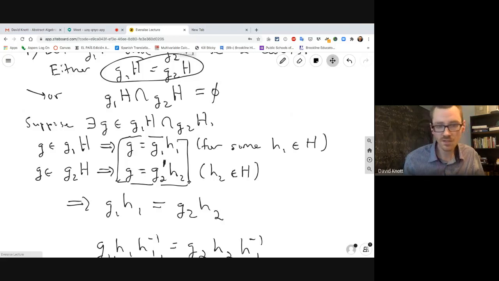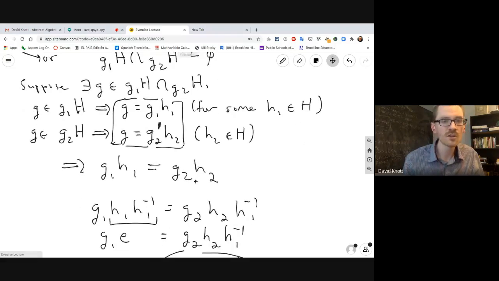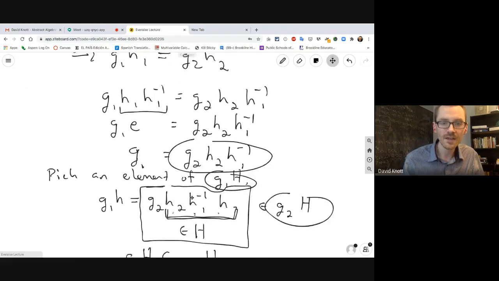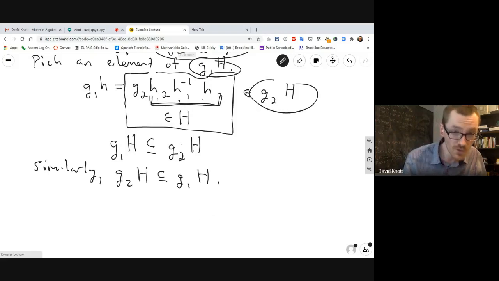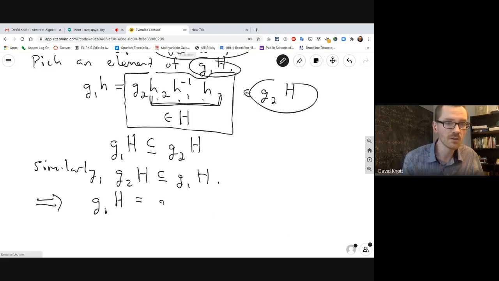But you can reverse the entire argument. You can do a mirror image proof just like it, but instead of working with G1, you work with G2. So an identical argument to the one that I just did shows that G2H is contained in G1H, okay? If you have two sets and each one is contained in the other, that is what we mean when we say the two sets are equal. That means that G1H is actually equal to G2H, okay? So that's what we wanted.